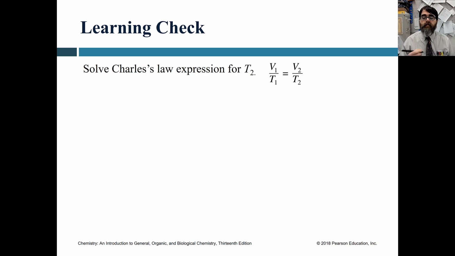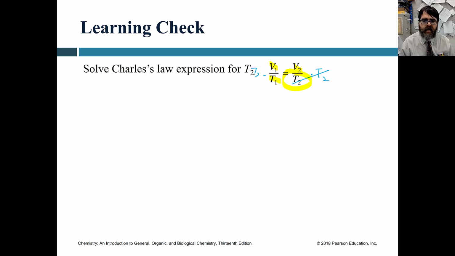I would much rather plug in numbers, be given a question, and be given 3 of these, and then be asked to solve for the other one and put in numbers and then do the math with the numbers rather than with the letters. But math with letters does work here. And so if we want to rearrange this one to solve for T2, there's 2 ways to handle this algebraically. One way is to multiply both sides by T2.